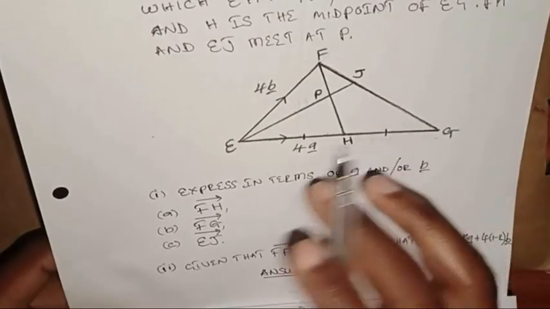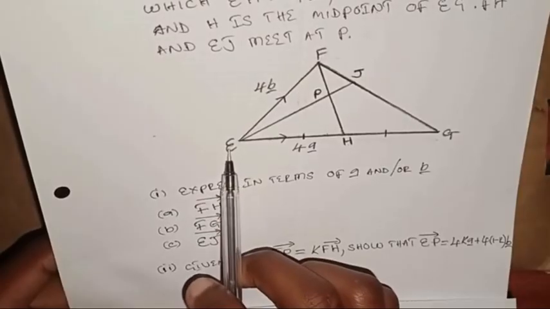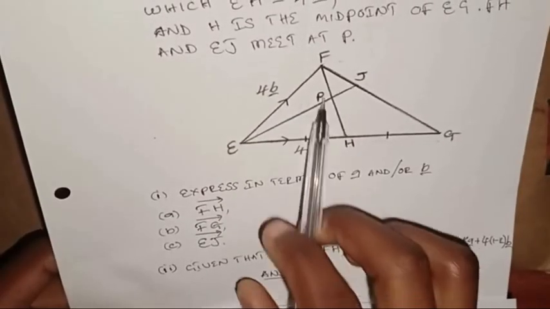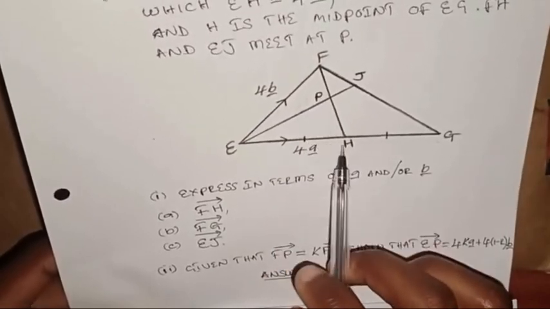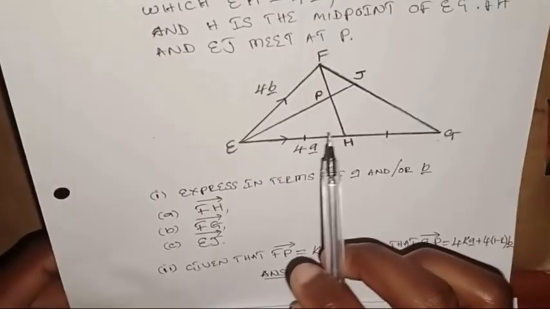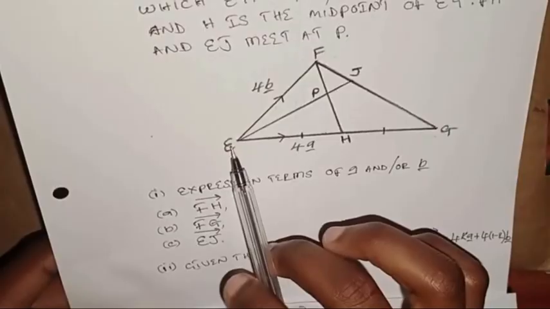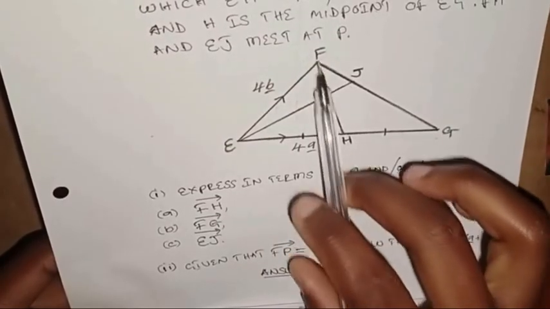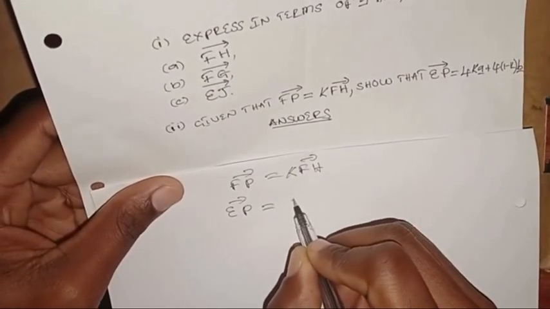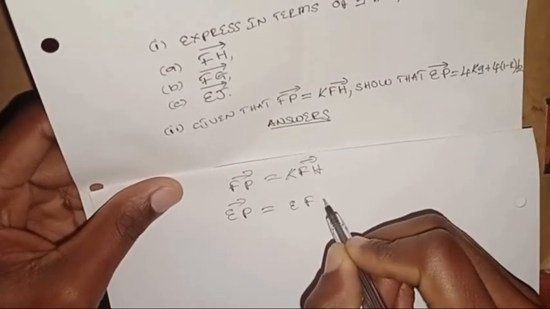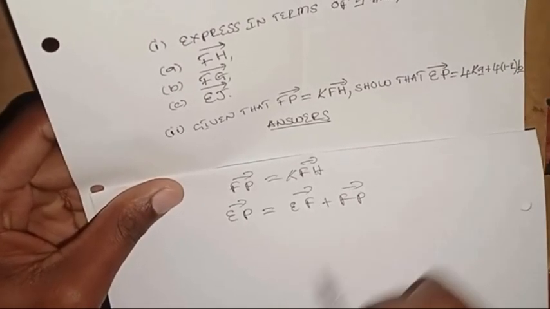If you think about it, there are multiple ways we can get EP. We can even say EP equals EH and HP. Now, since we do not have the value for HP, we cannot use this method. That's why, in order for us to find EP, we have to use that direction, EF, FP, because FP has been given here. So we're going to say EP equals EF plus FP. That's how we are going to solve this question.